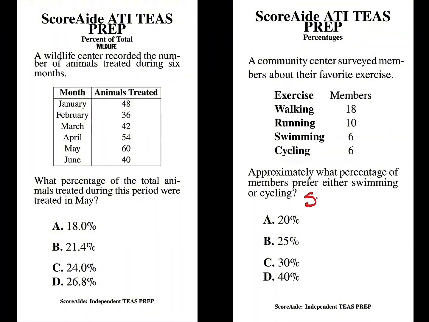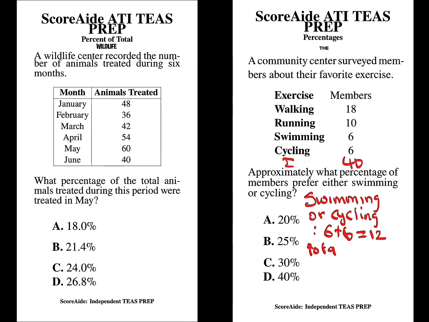So swimming or cycling. So this is gonna give us what? So "or" in mathematics is addition, so it's gonna be 6 plus 6, which is gonna be 12 members prefer swimming or cycling. And the percentage, let's look for the total members. Let me just sum it over here. So this is gonna be 28, is gonna be 40, right? The sum is gonna be 40, so the total is equal to 40 members.